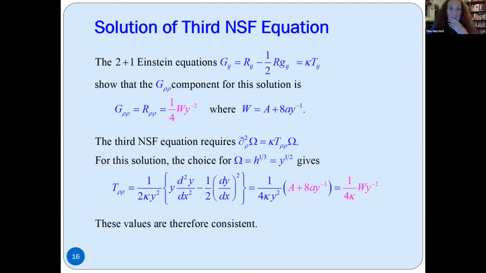There was a third NSF equation to solve, and we can now show that it is indeed satisfied. With our Ricci tensor and scalar, we can calculate the Einstein components, of course, and in particular the rho component, which turns out to be w y to the minus 2/4. The third NSF equation here determines the rho component of the stress energy tensor given omega. And for our omega, the rho component turns out to indeed be the g rho divided by kappa. And so we have satisfied the third NSF equation.